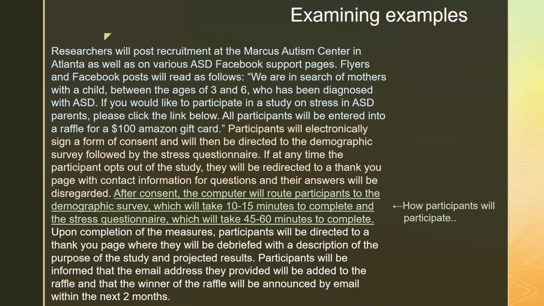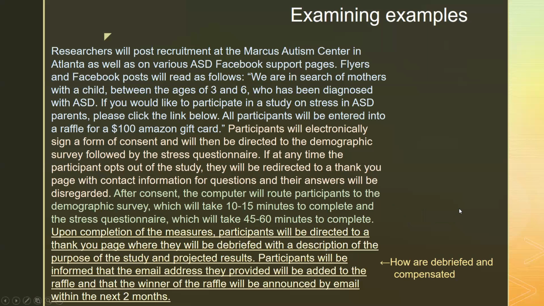The next part is how participants actually participate. And so this is a simple online survey. So this has a very short description of what participants are going to do. So the computer is going to route participants to the demographic survey, which will take 10 to 15 minutes. Again, we have to say how long everything takes. And then the computer will route them to the stress questionnaire, which will take 45 to 60 minutes to complete. Okay, now again, they just made up these numbers. They're practical numbers. You know, I could see a demographic questionnaire being 10 minutes and a longer questionnaire being 60, okay? But again, it's saying how long, it's saying who's going to do it, the computer is going to route participants, etc.